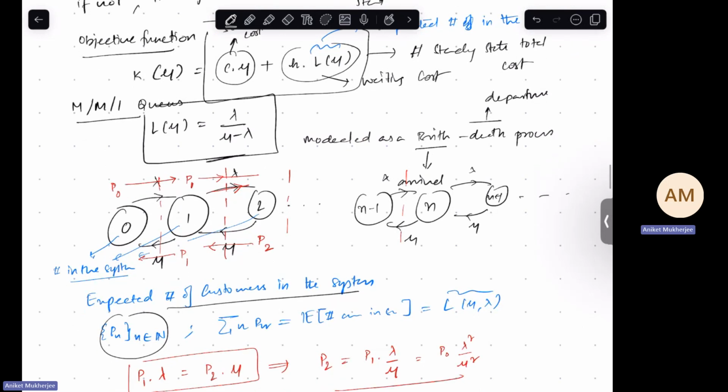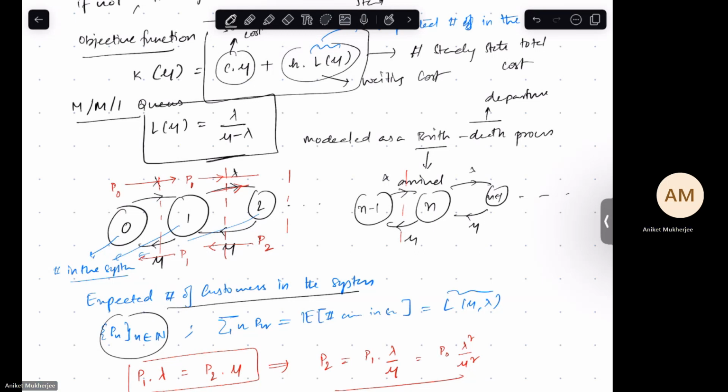Then we modeled the MM1 queue as a birth-death process where you had states. The states indicate the number of customers in the queue. And based on the number of customers in the queue, suppose there are zero customers in the queue, right? Then with rate lambda, you go to state one. So with rate lambda, some new arrival occurs.